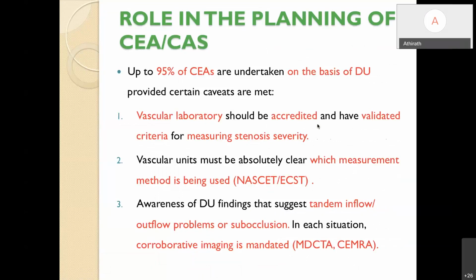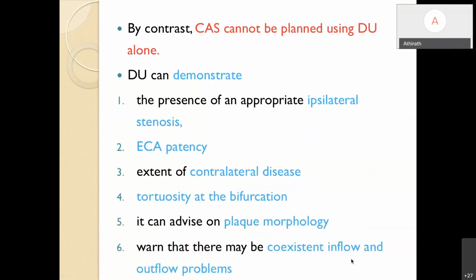the following. That is, the surgeon who's performing, and the vascular laboratory, which is where it is being undertaken, should be accredited, and it should have its own validated criteria for measuring stenosis severity. And they should be very sure of what method is being used for the stenosis. That is either the NASCET criteria or the ECST criteria. And the surgeon should also be aware of the findings which suggest inflow or outflow problems or subocclusion. Whenever you find such problems, you need to further do a CT or MRI to confirm your findings.